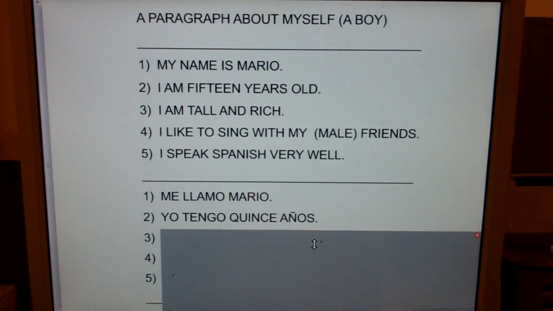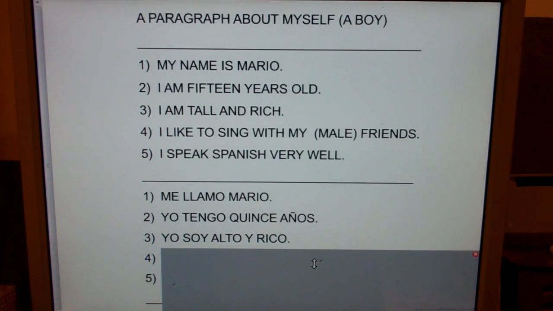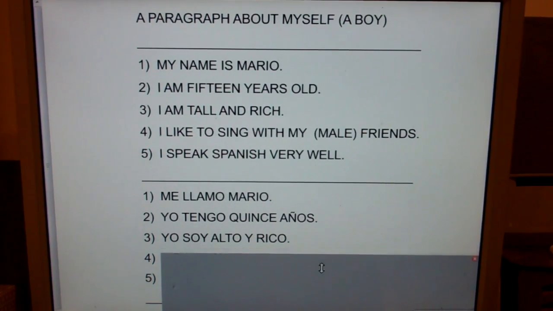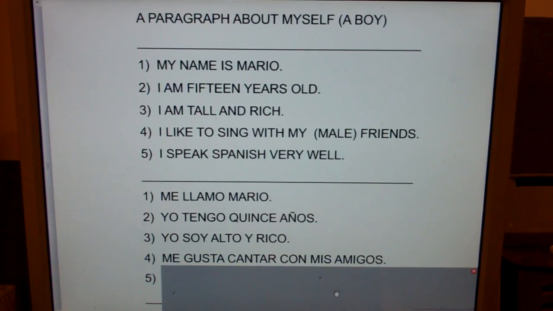Number 3, I am tall and rich. Yo soy alto y rico. Number 4, I like to sing with my friends. Me gusta cantar con mis amigos.